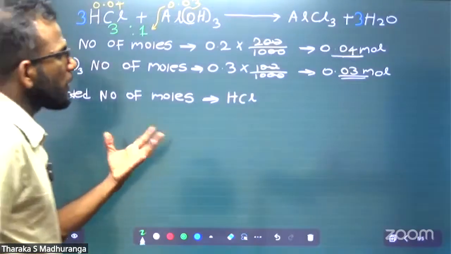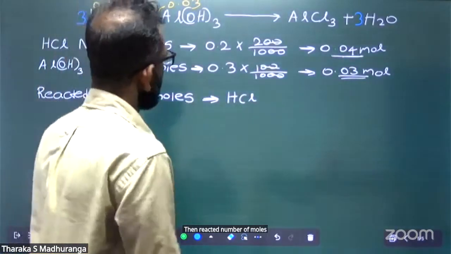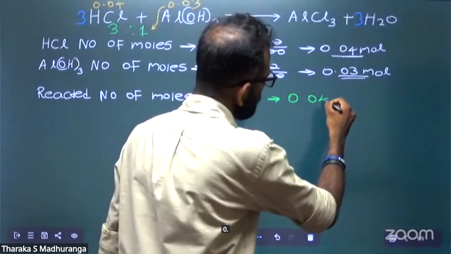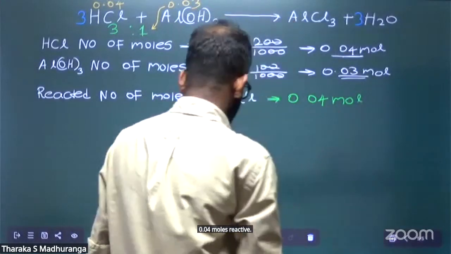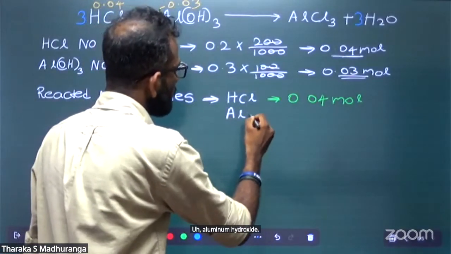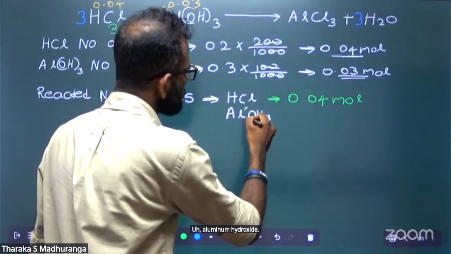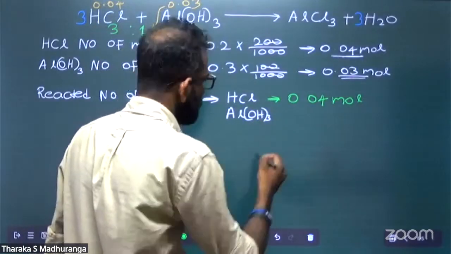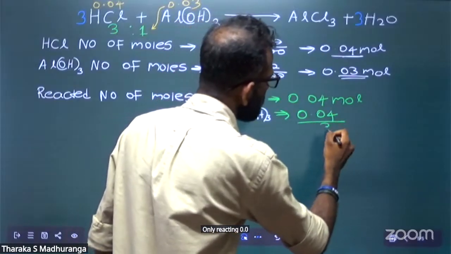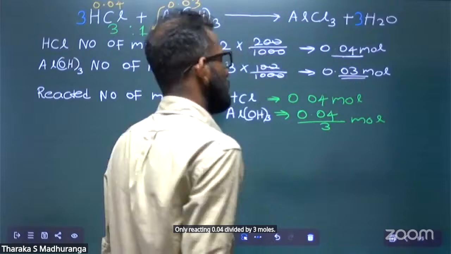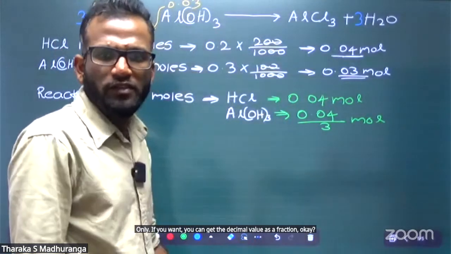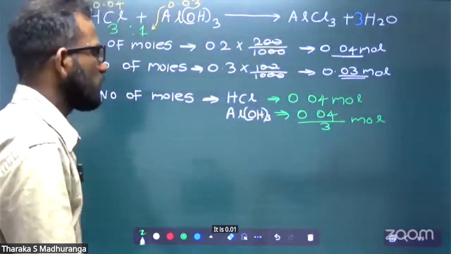Then the reacted number of moles, HCl all reacting, right? HCl, 0.04 moles reacting. Aluminium hydroxide only reacting 0.04 divided by 3 moles. If you want, you can get the decimal value. I am going to keep it as a fraction. Okay, it is 0.013333.